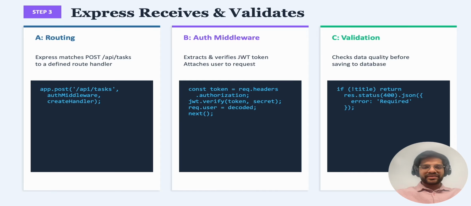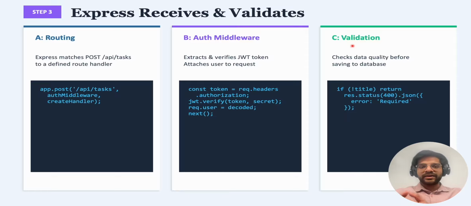The request arrives at our Express server. The Express server looks at the method and the path, in this case POST /api/task, and matches it with the route we defined. But before the handler runs, Express runs a middleware. In this case, we have an authentication middleware. It extracts the token from the authorization header and verifies it using JWT, attaches the user's ID to the request object, and calls next to continue. If the token is invalid, the middleware sends back a 401 unauthorized response and the request stops here, and the handler never runs.